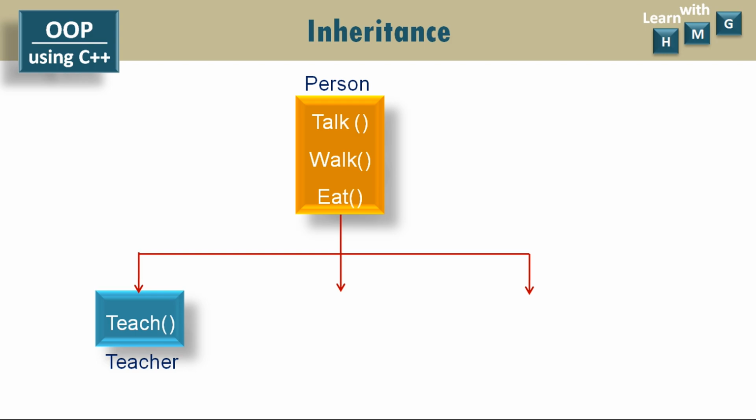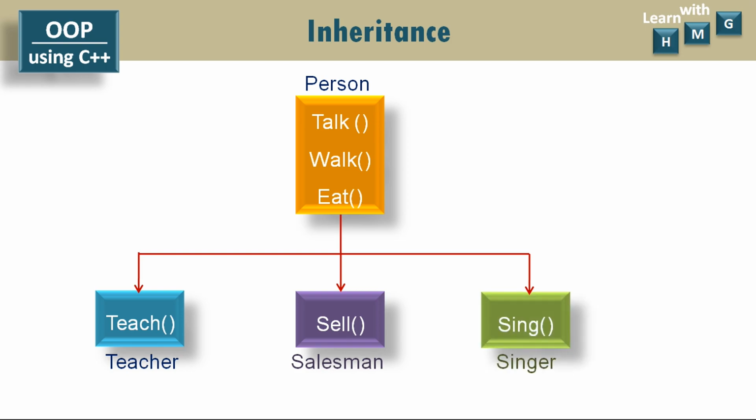Here I have avoided defining the walk, talk and eat properties because they are already inherited from the person class. Another class, salesman, is defined with a new property, sell. The salesman can sell. And class 3, that is singer, has the new property sing. The singer can sing.